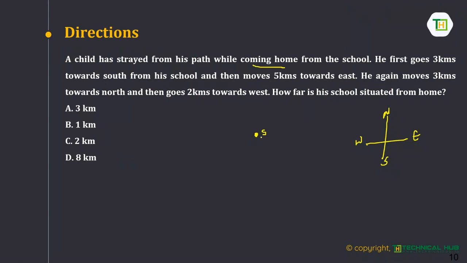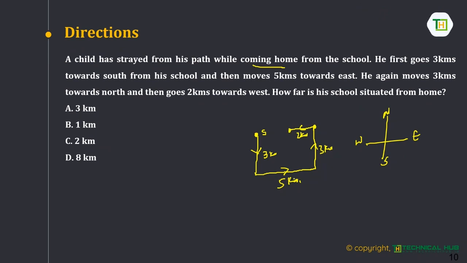So this is the 3 km towards south, and then moves 5 km towards east. So this is the east position, 5 km towards east. Again moves 3 km towards north. So here 3 km towards north. And then goes 2 km towards west. So this is the 2 km towards west. Sorry, previously I took this as 3. Once again, listen, this is the 2 km.